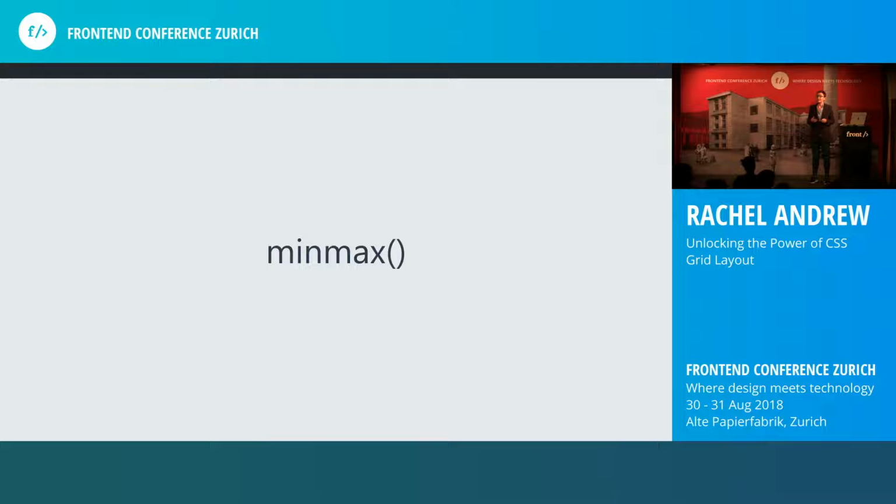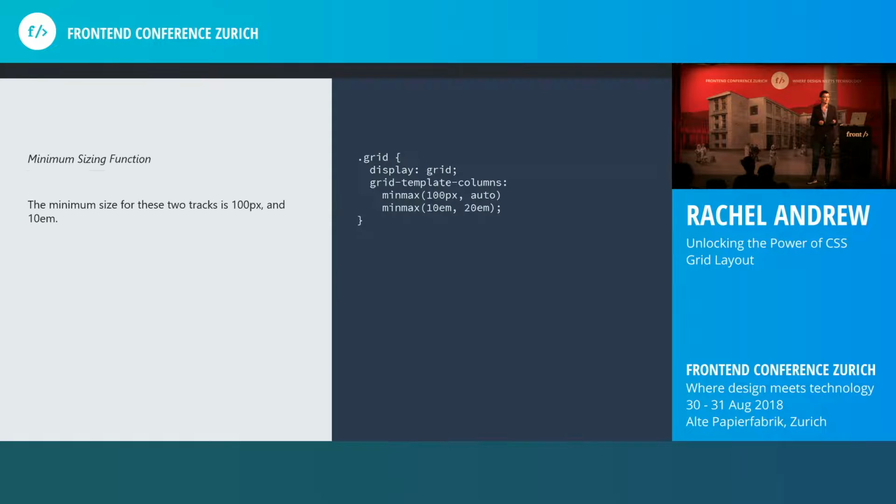Now, min-max lets us set a minimum and a maximum size for a track. It lets us take it into our own hands and say what the minimum and the maximum is. So if we use min-max for a track, then the minimum size is your first value, then you have a comma, and it won't get smaller than that, and then you have your maximum size. So here, the minimum sizing function is 100 pixels for one track and 10em for another.